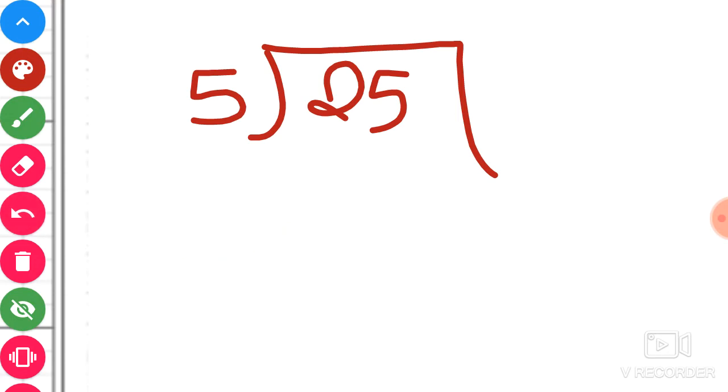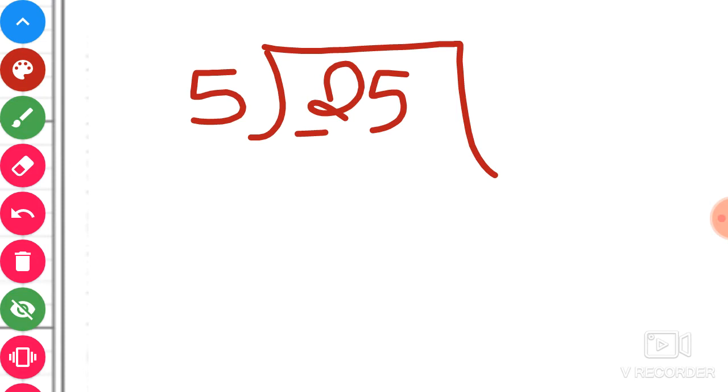Now, 25 divided by 5. So first we will start with the leftmost side. Which digit is there? 2 is there. So what we will do? We will compare the number. तो बताओ 2 5 से ग्रेटर है या स्मॉलर है? So 2 5 से स्मॉलर है. That means 5 के टेबल में 2 तो नहीं आएगा.